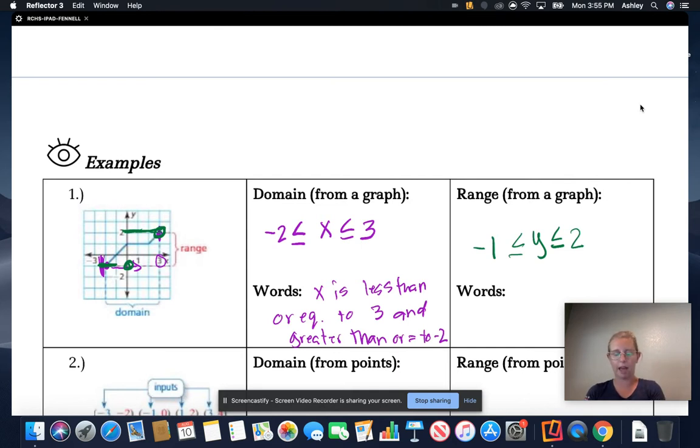Okay, so how would I say that in words? I would say that y is less than or equal to 2 and greater than or equal to -1. Less than or equal to 2 and greater than or equal to -1. Make sure you're writing these down.